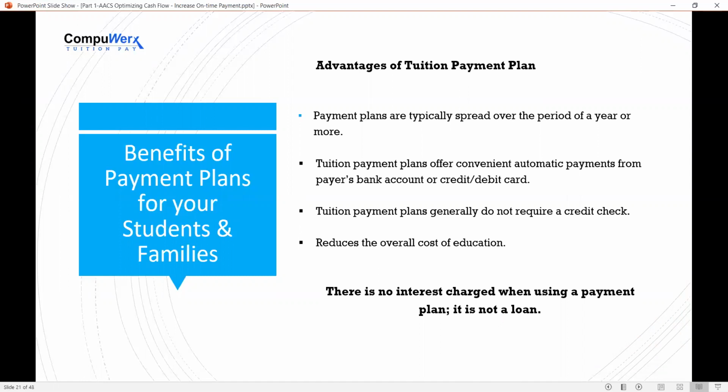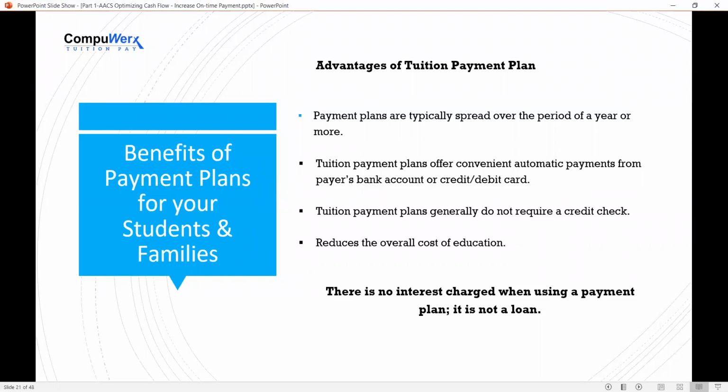Advantages of tuition payment plans. Payment plans are typically spread over the period of a year or even longer. Some schools even allow students to keep paying for the tuition after graduation. Tuition payment plans offer the convenience of automatic payments from the student's bank account or credit card and debit card account.